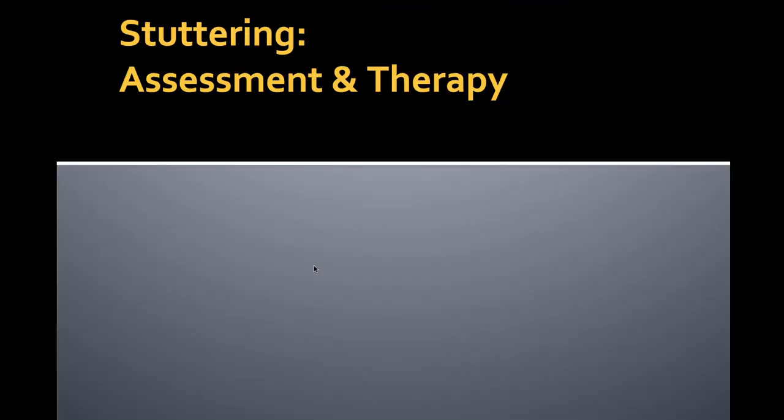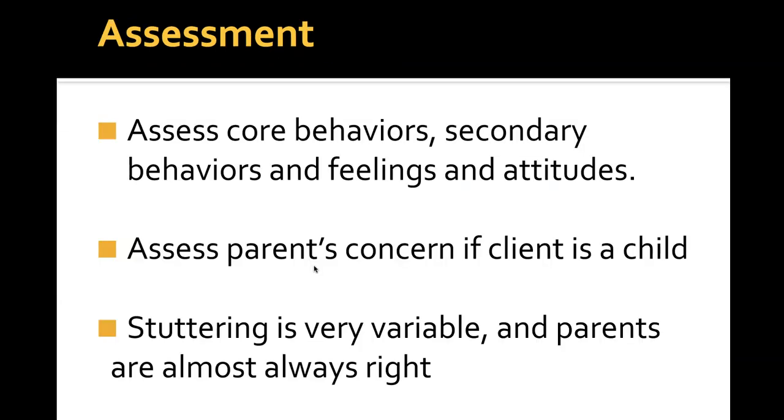All right, let's do a little bit on assessment and therapy. We want to assess those core behaviors, the stuttering-like disfluencies. Remember, those are the short segment repetitions, the prolongations, and the blocks. Secondary behaviors, right? The escape behaviors and the avoidance behaviors. And then feelings and attitudes. So is there shame? Is there guilt, embarrassment, anxiety, fear? Some of the most common attitudes, and how are those impacting the person's activity and participation and their stuttering.